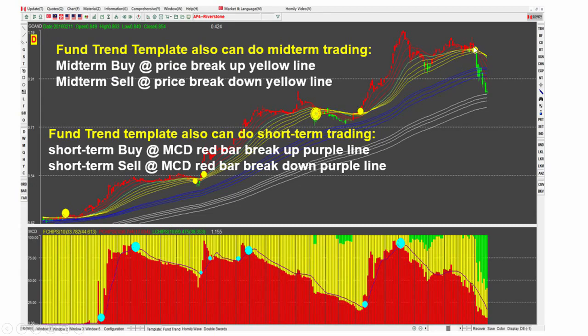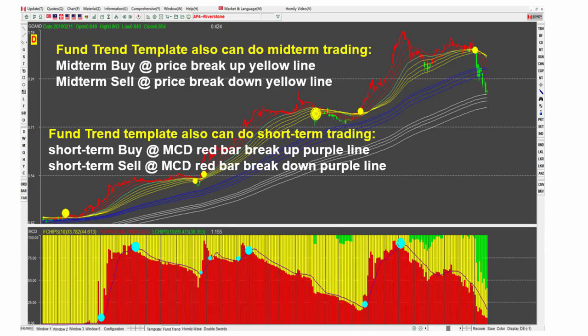Break down the yellow line, mid-term sell. And when the red bar breaks up the purple line, short-term buy. Break down the purple line, short-term sell. It will be very powerful. You can try. Every time you follow, you will definitely make money. Not 100%, but at least it's 87.4%.